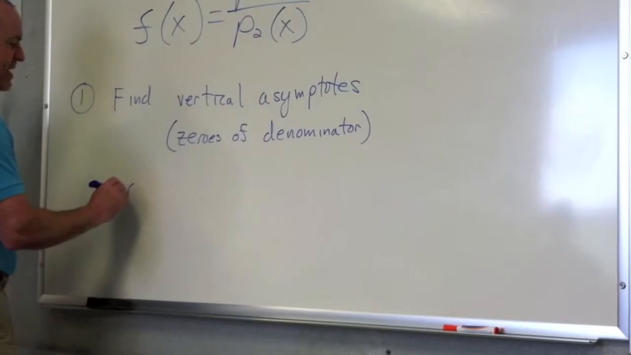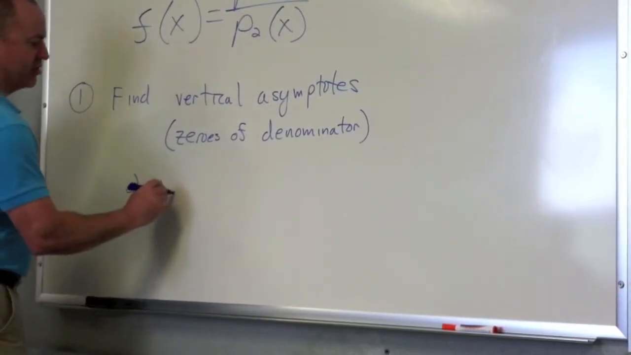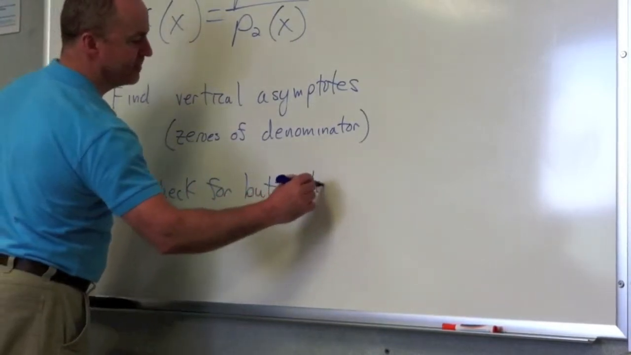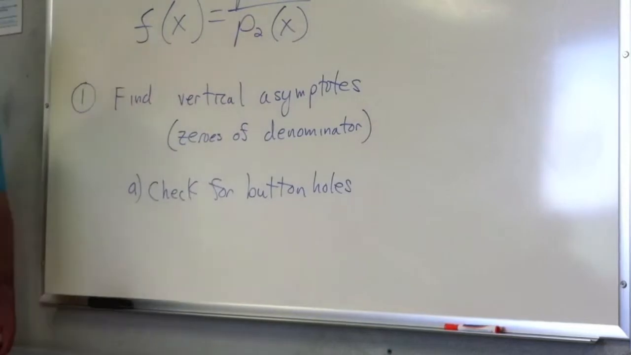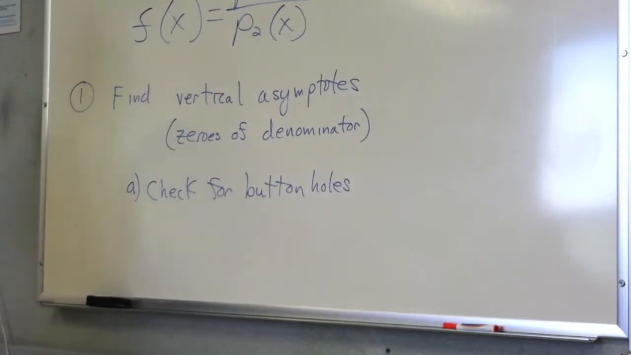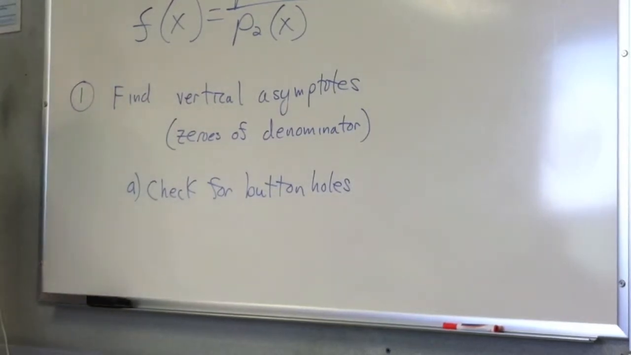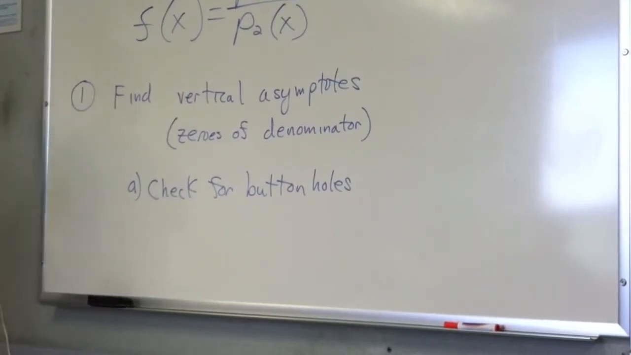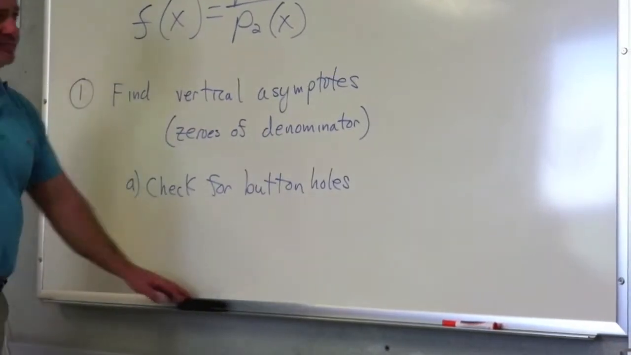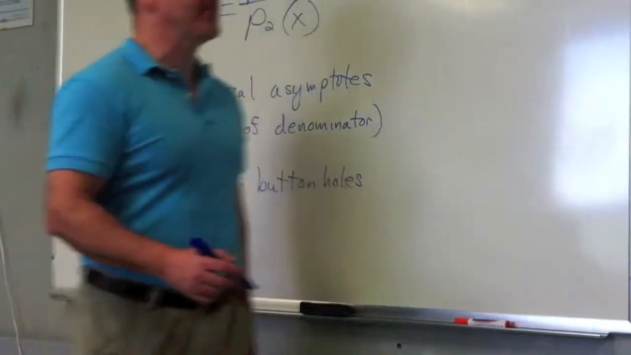1 gets a sub-step A, which is check for buttonholes. Sounds horrible, but if you have a 0 on the bottom and it's also a 0 on the top, you don't have a vertical asymptote, you simply have a point of non-existence there. So 1, find vertical asymptotes, and under that, if you find a 0 in the denominator, make sure it's not also a 0 in the numerator. Again, we'll do an example of this. That's step 1.